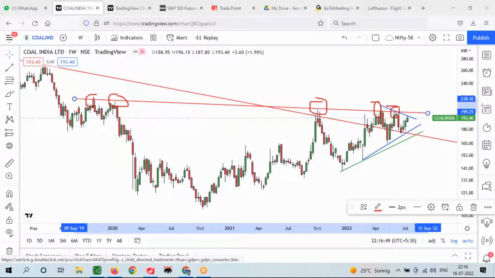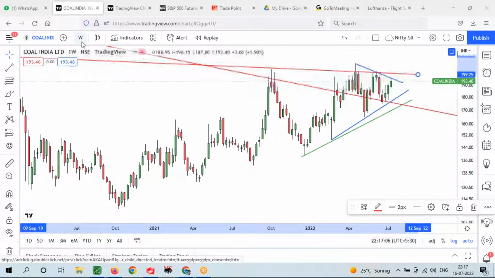We know that now as per the monthly chart there is a resistance. Okay, where is this breakout coming? So around about 200 to 201. Okay, so we need to close above that on a weekly basis. This is the weekly chart. So now move to the daily chart.